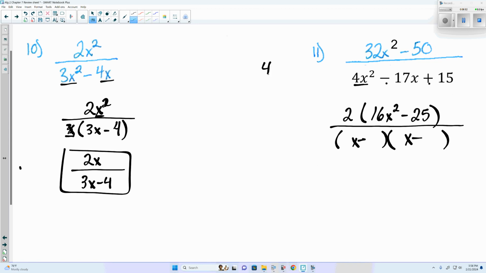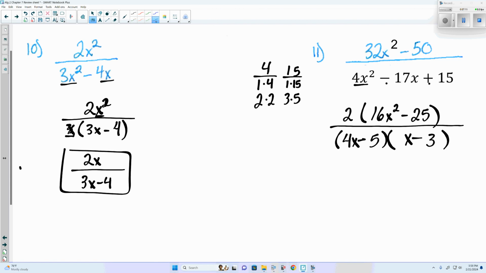Factors of 4. 1 and 4 or 2 and 2. Well, I'm going to start with 1 and 4. Factors of 15. 1 and 15, 3 and 5. Well, I'm going to do 5 and 3.